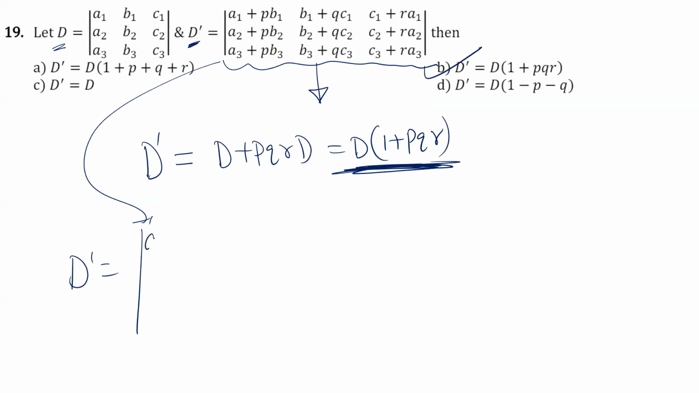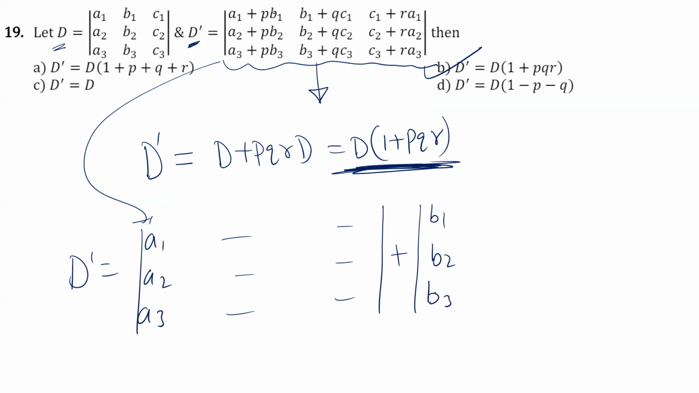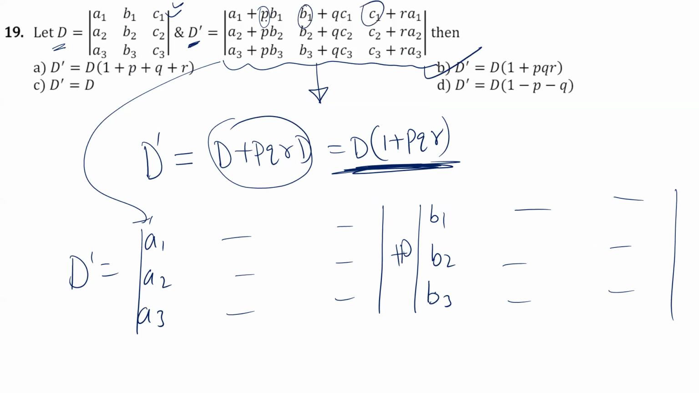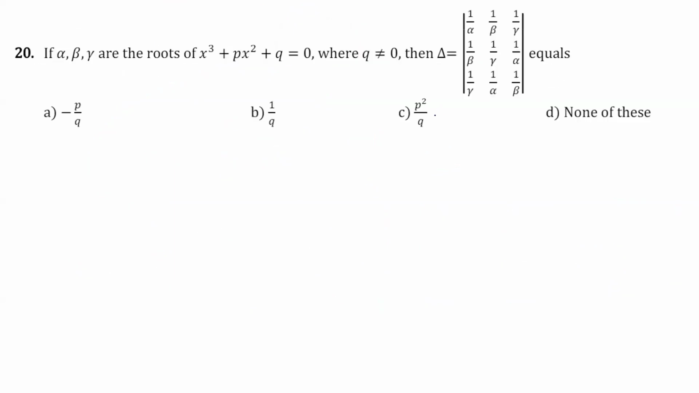So how do you split it? Very easily. First split the first column. So there you will get A1, A1, A2, A3. Then second, third column will be same. And then from the second, you will get B1, B2, B3. You can take this P common. So P will be outside and this will be same. So like that, if you keep expanding, this will be your D dash in terms of D, because you can see that A1, A2, A3, B1, B2, B3, C1, C2, C3 you will get from here. Okay, let us move to next and last question for this session.